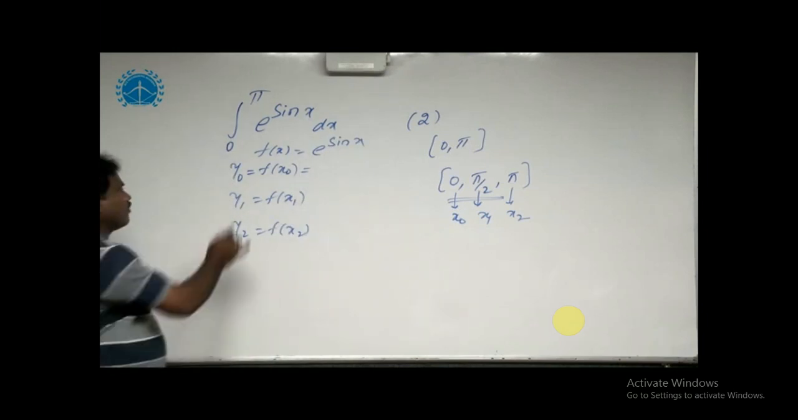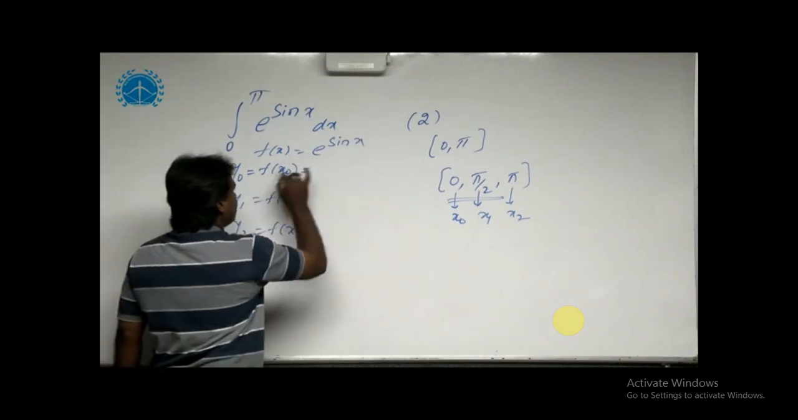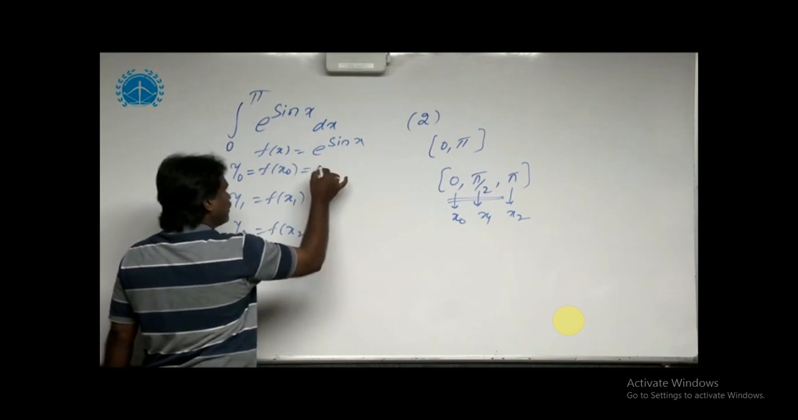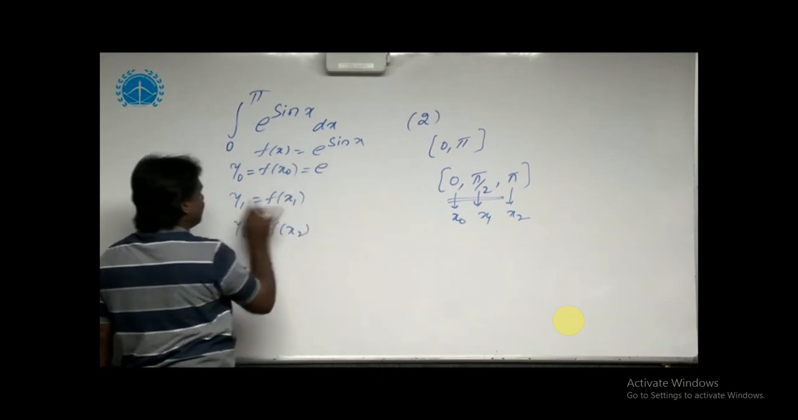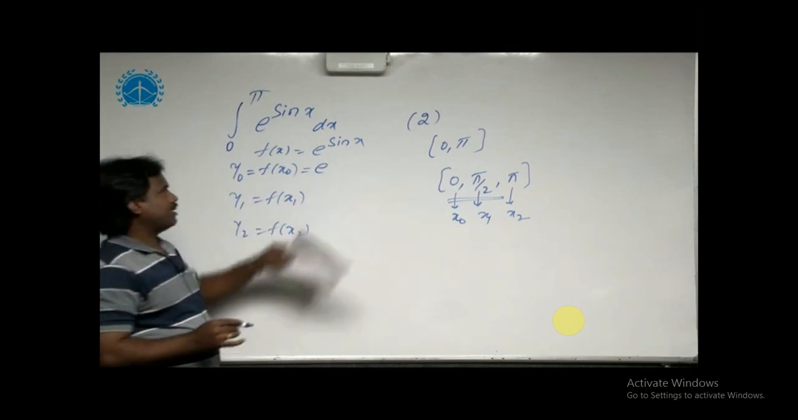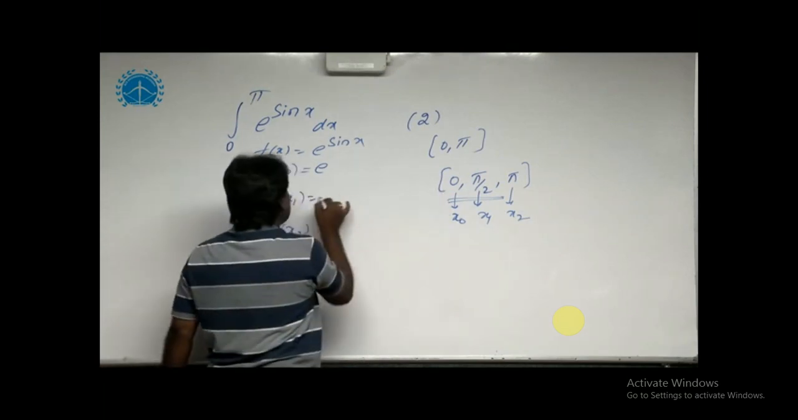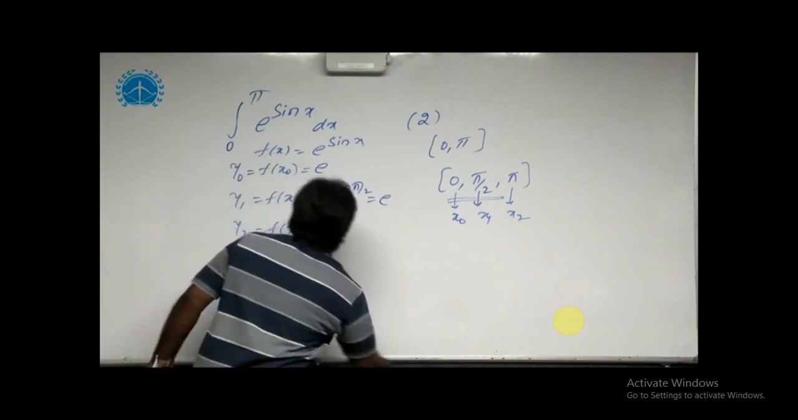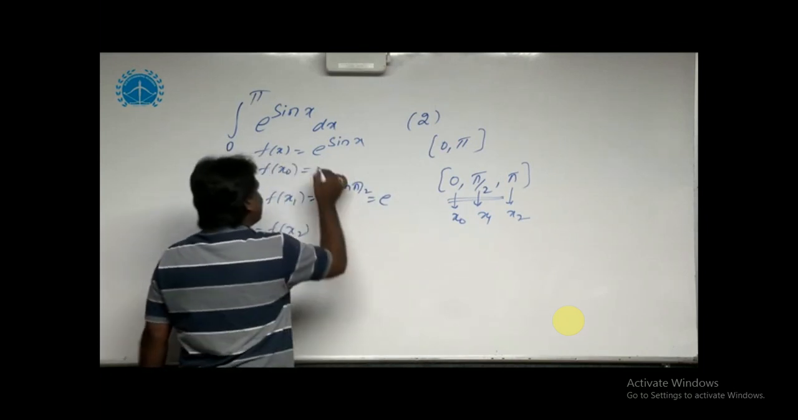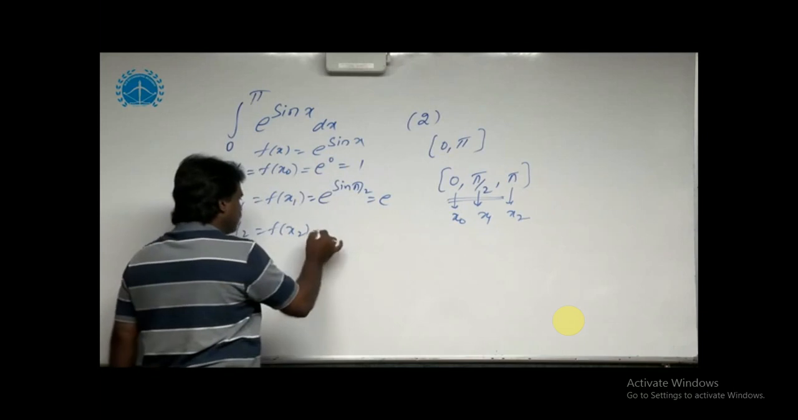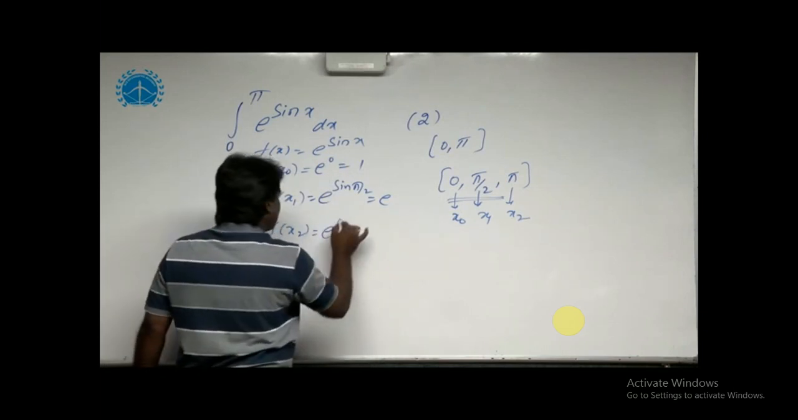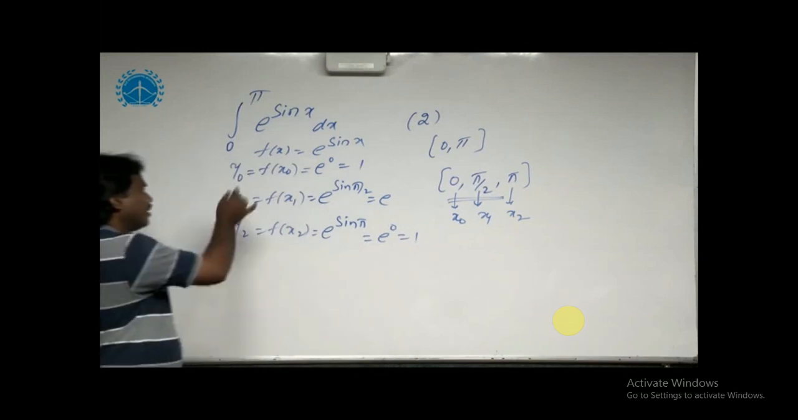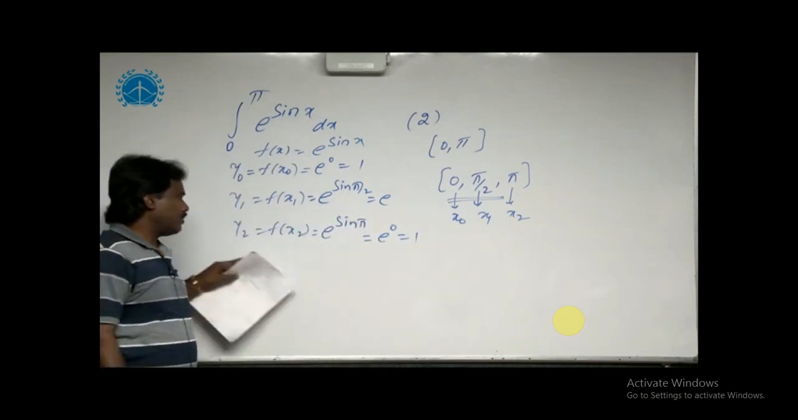So therefore y0 is equal to e to the power of sin 0, that is e power 0, which is 1. And y1 is e to the power of sin pi by 2, that is e to the power 1, that is e. And the third one, y2, e to the power of sin pi, again it is e power 0, it is 1. So y0 is 1, y1 is e and y2 is 1.